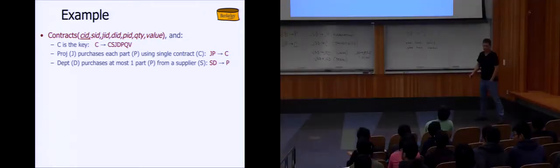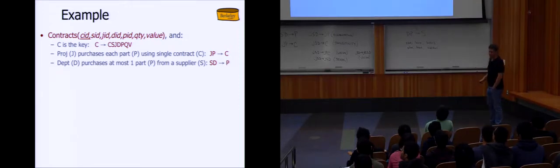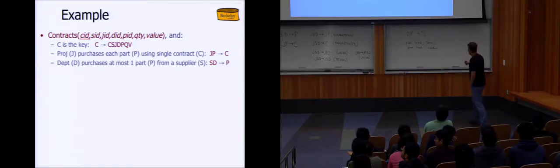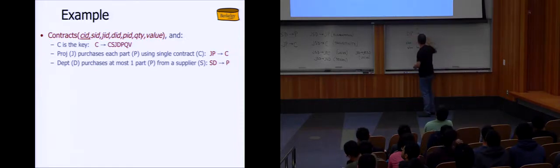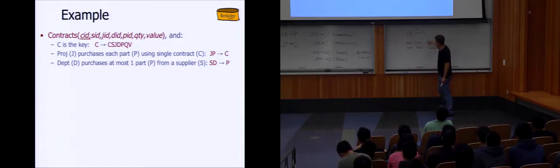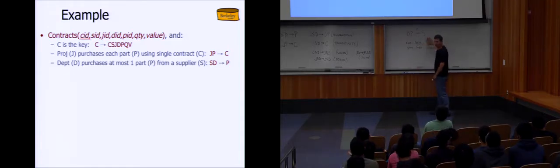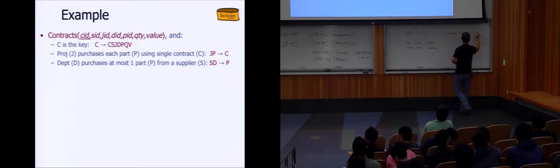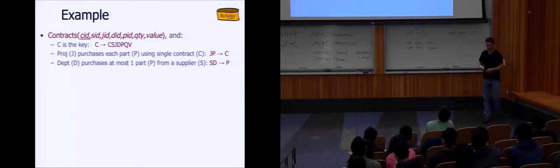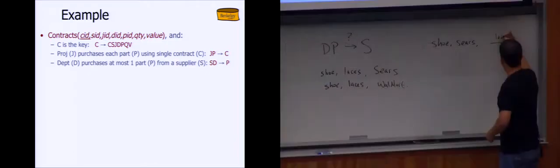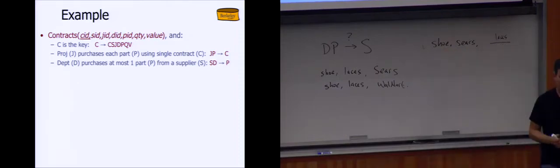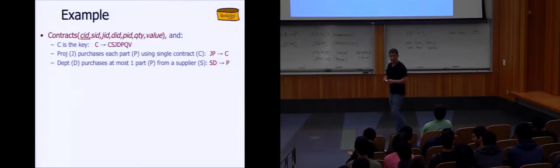So, it's a little funny translating the English into FDs. The thing to keep in mind is that the single thing is on the right-hand side. If you know the things on the left-hand side, you've uniquely determined the thing on the right-hand side. Here, shoe and laces does not uniquely determine a supplier. But D and S, so shoe and Sears, uniquely determines whatever you wrote down as the part you order from them. There can only be one, right? So if you ordered laces from Sears, you can't order anything else from Sears, because we said these two things determine that. Good. It's good we worked through that. Thanks for asking.